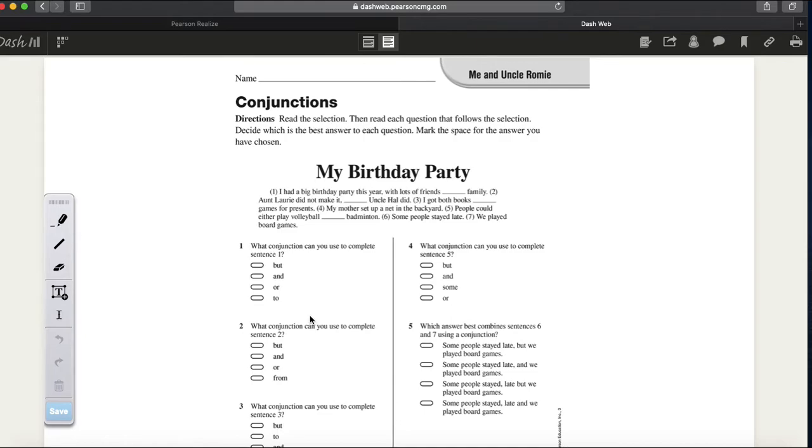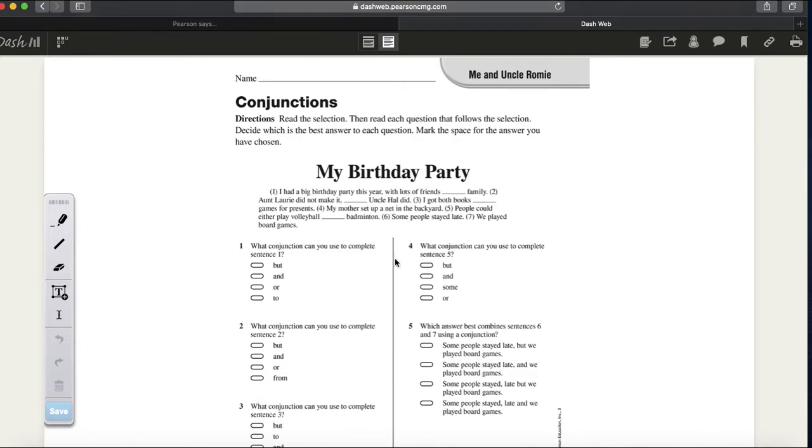Now question number 2. What conjunction can we use to complete sentence number 2? Aunt Lori did not make it. Uncle Hal did. So I'm comparing. I'm showing difference. So which conjunction should I be using? Aunt Lori did not make it, but Uncle Hal did. So here the best conjunction is but, because I'm showing difference. I'm not adding information, I'm showing difference. Excellent.